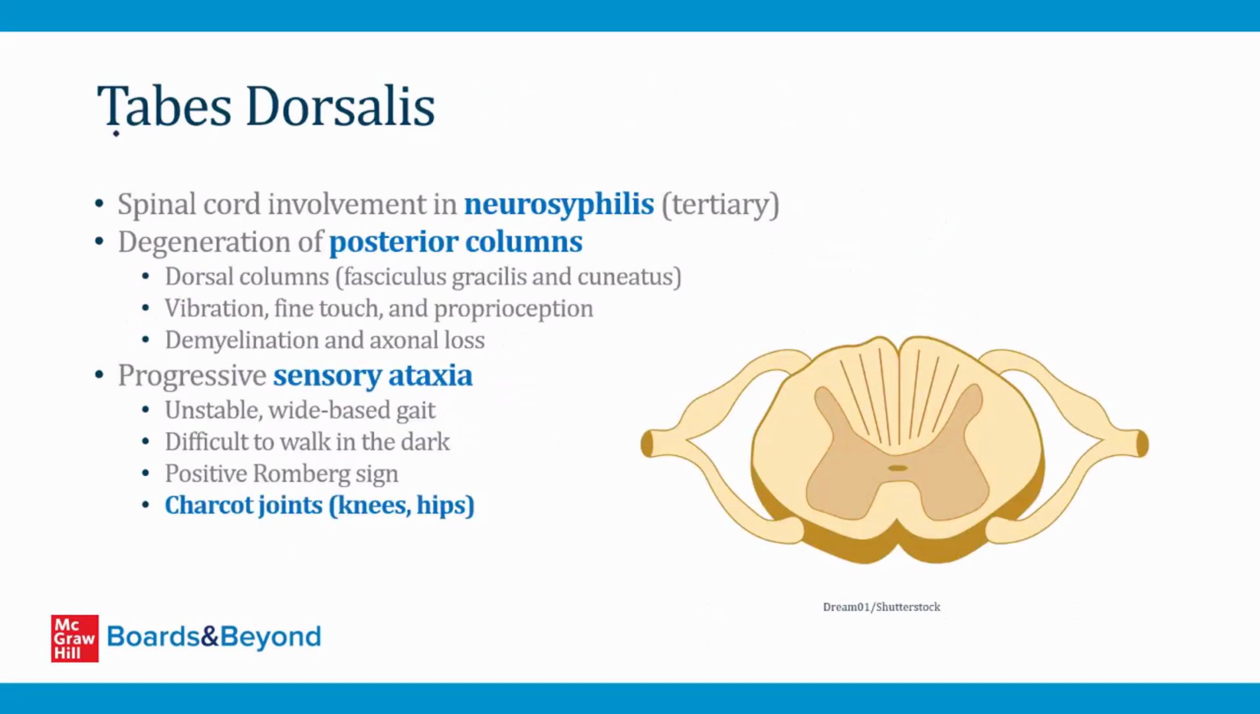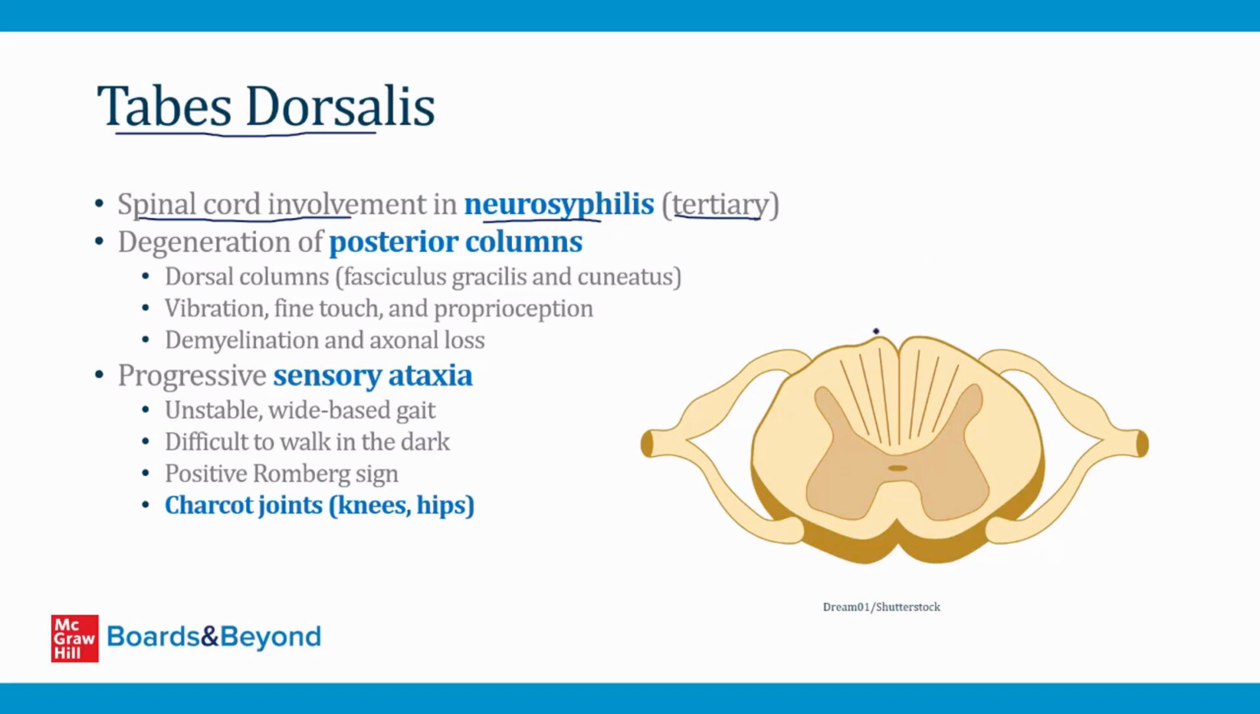Okay, moving on. Next, let's talk about tabes dorsalis. This refers to spinal cord involvement in neurosyphilis, which is a form of tertiary syphilis infection. Syphilis is a sexually transmitted disease. I talk about it in detail in videos in the infectious disease section. Here I'm going to focus mostly on the spinal cord features of tertiary syphilis, and that's tabes dorsalis.